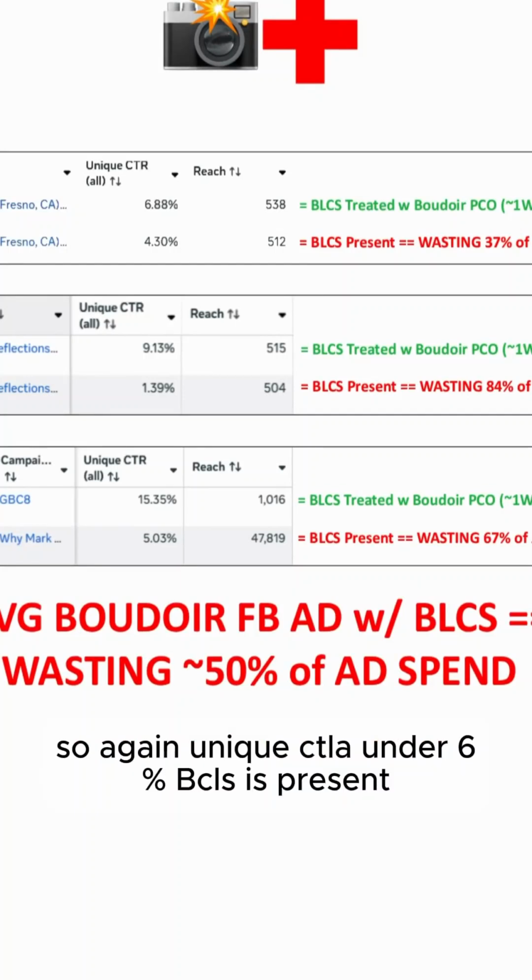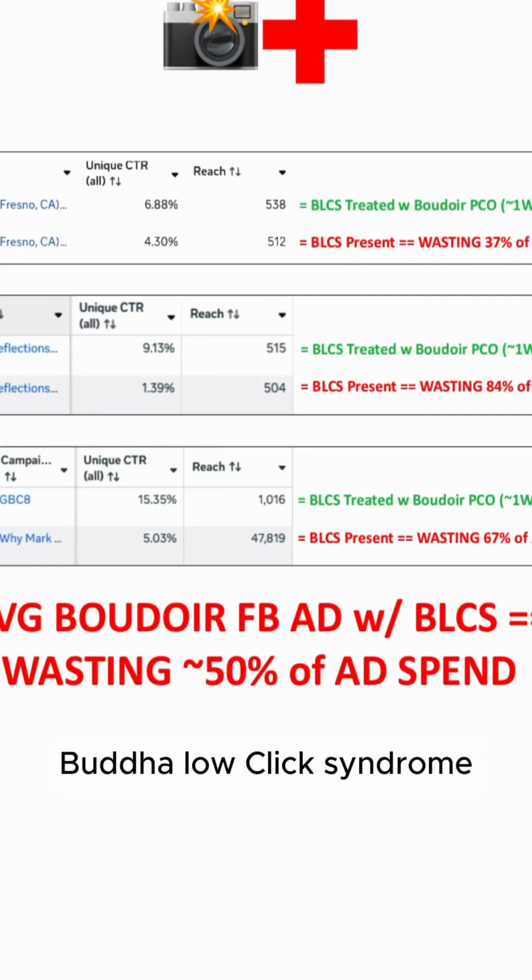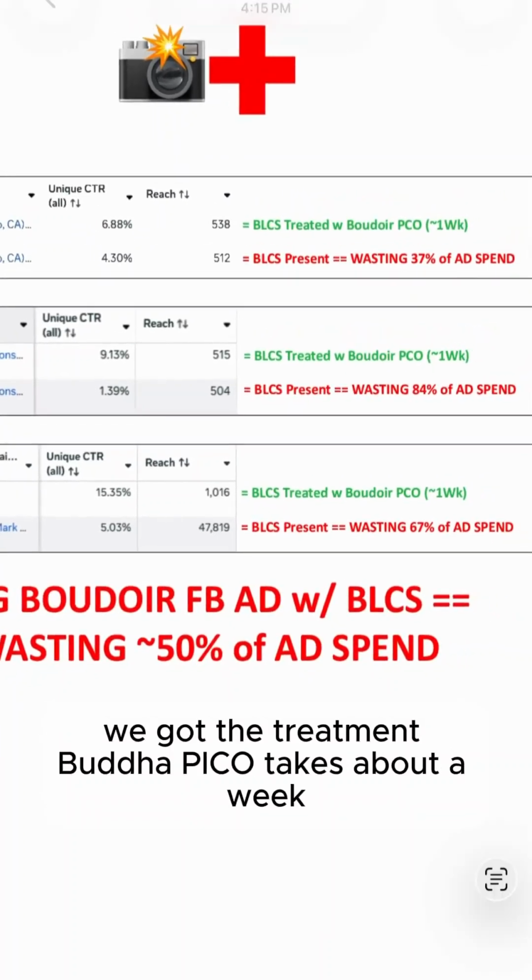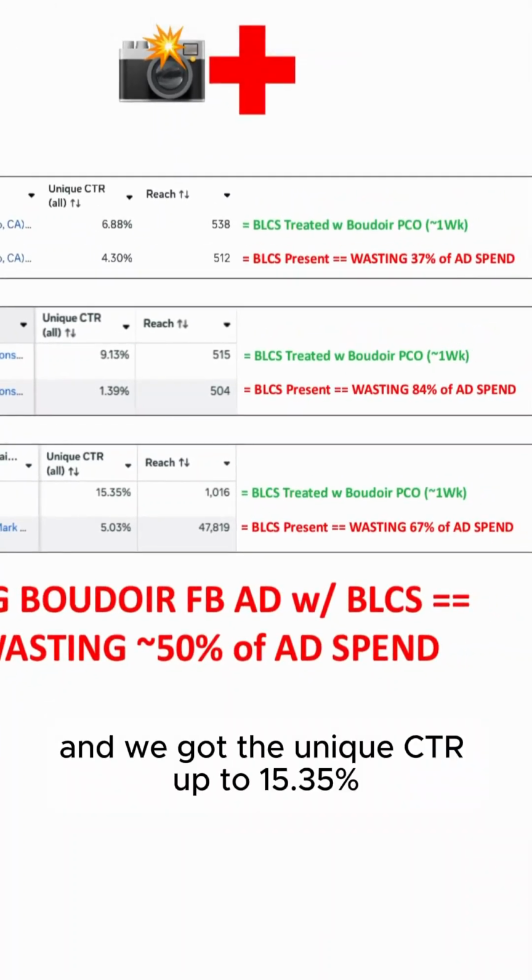So again, unique CTR under 6%. BLCS is present. Boudoir low click syndrome. But we know what to do. We got the treatment, Boudoir Pico, takes about a week, and we got the unique CTR up to 15.35%.